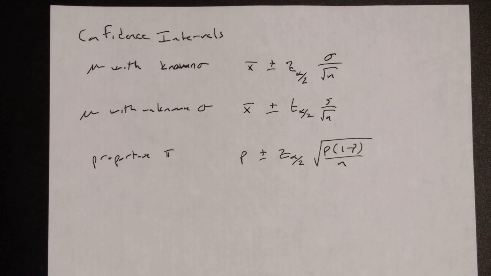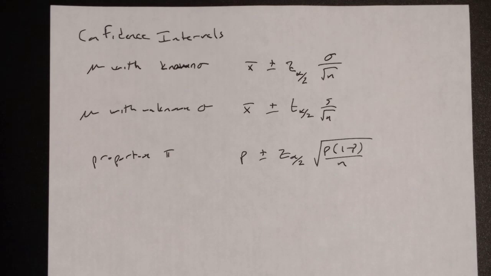For a proportion, pi, we're using our estimator P, the sample proportion, and we're assuming we have a large enough group where we've had at least 10 successes and at least 10 failures. And that allows me to use the normal distribution again, or at least to assume it. And I use Z one more time. All of these assume I have an effectively infinite population.